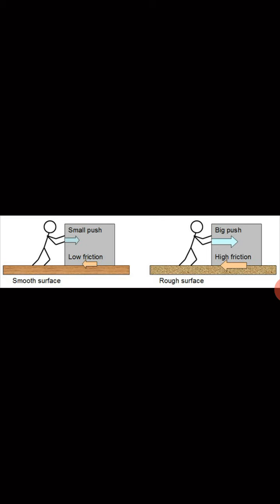But in the second image, the surface is a rough surface. Here on a rough surface, friction is very high. So the person has to struggle to move the object. That is why he will give a big push to the object. So friction is low on a smooth surface, while friction is high on a rough surface.